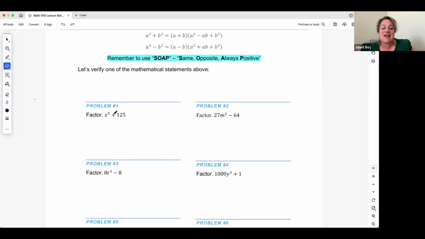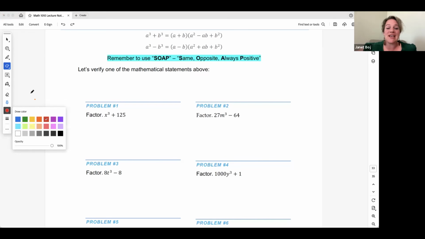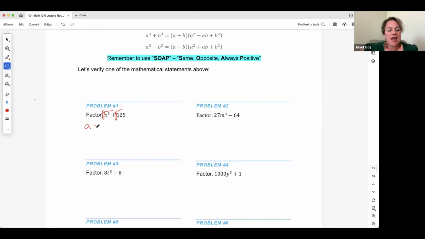So I notice it's the sum, and we cannot take the sum of squares, so I hope it's a cubed. And I notice that x cubed and 125 is something cubed. The first step here is to take the cube root of each piece in order to find a and b. What is the cube root of x cubed? So here, a will be x. What is the cube root of 125? 5. So b will be 5.